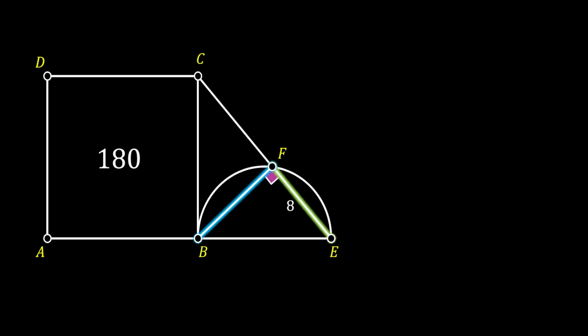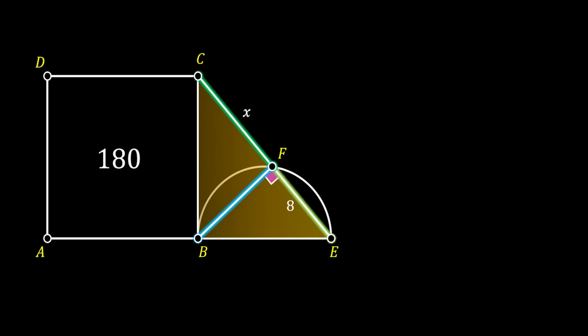Now let's clear our image and let's label the segment CF of our line EC as X. Now let's have a look at the triangle BEC. The angle at the point B of this triangle must be a right angle. This is due to the fact that the angle at the point B is also the angle of the square. Now, this of course means that the triangle BEC is a right-angled triangle.